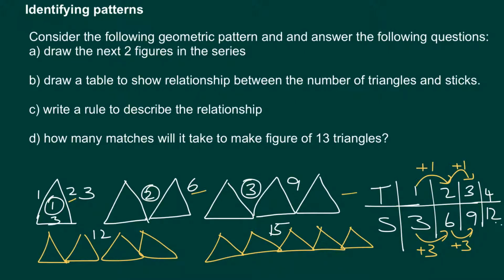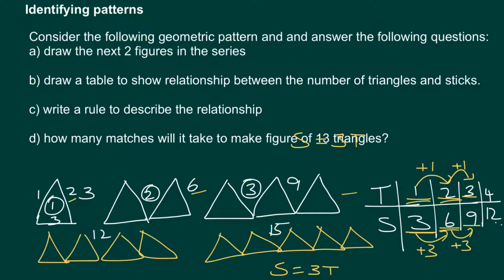So the rule here, guys, is the number of sticks, as we can see, is simply 3 times the number of triangles. So if there are 3 sticks, there is only 1 triangle. Or alternatively, if there are 2 triangles, there are 6 sticks. 3 triangles, 9 sticks. So the number of sticks is simply 3 times the number of triangles. So S, which is sticks, is equal to 3t, or 3 times t. So our relationship here is simply S equals 3t.